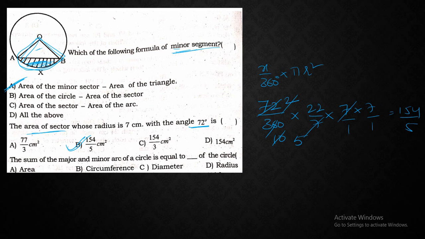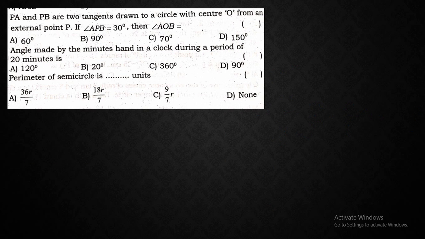The sum of major and minor arc of a circle is equal to dash. What is the meaning of major arc? Minor arc means the arc which has lesser length when compared to a semicircular arc, right? Major arc means it should be greater than the length of the semicircular arc. So when you add these two, I am going to get the circumference of the circle, right?